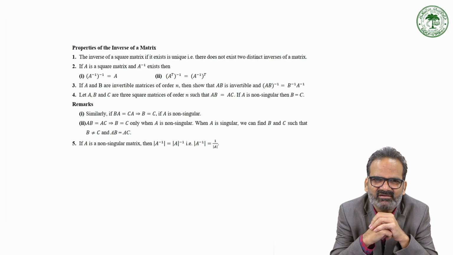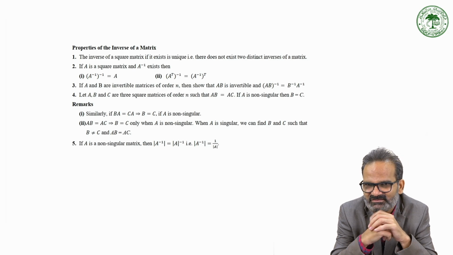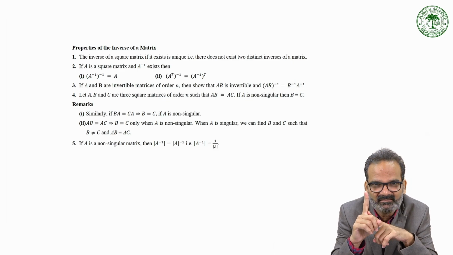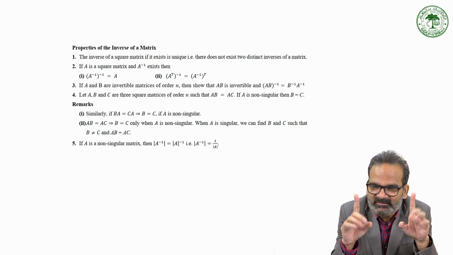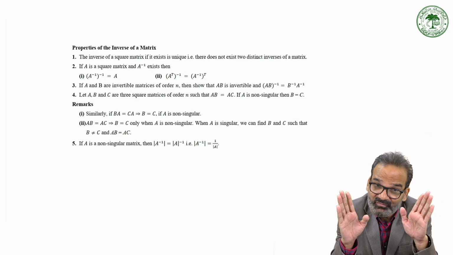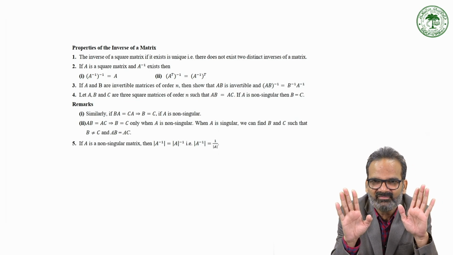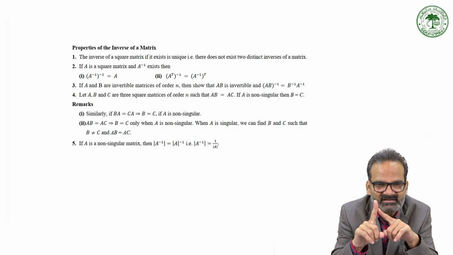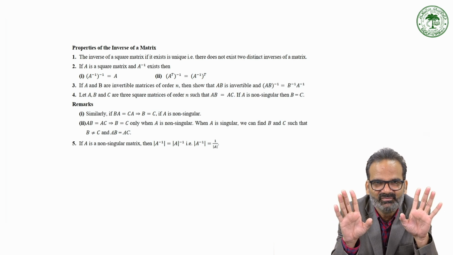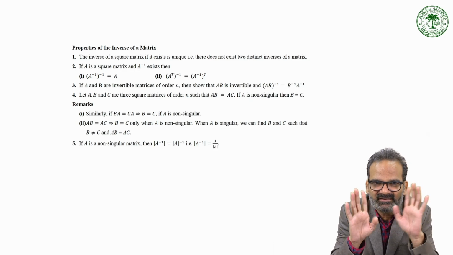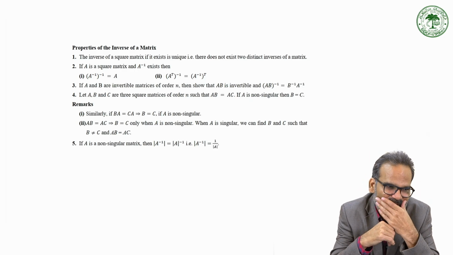Property 1 is what? The inverse of a square matrix, if it exists, is unique. Unique means, as I told you in the first lecture on functions, only one, right? So the inverse of a matrix may not exist, but if it exists, it will be only one. This is the meaning of property 1. We cannot have two different inverses for a single matrix. Clear? This is property 1.